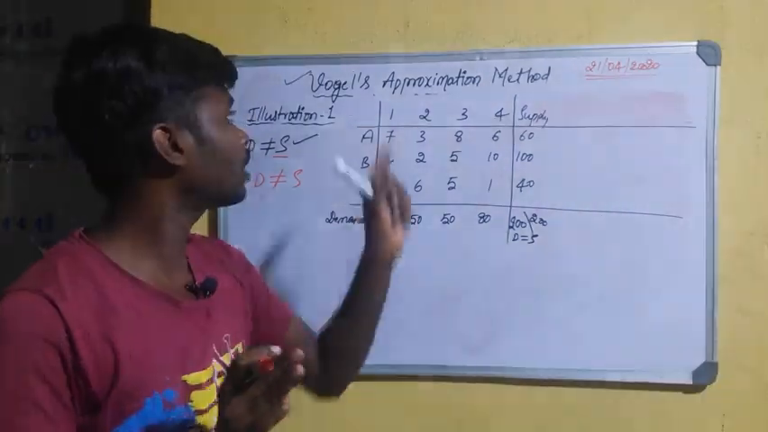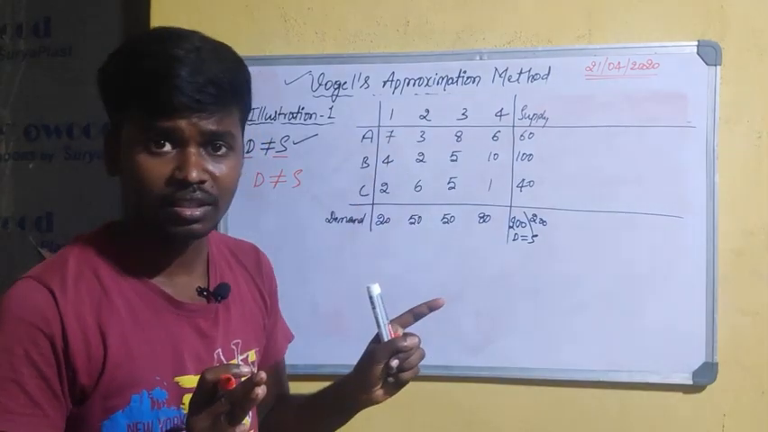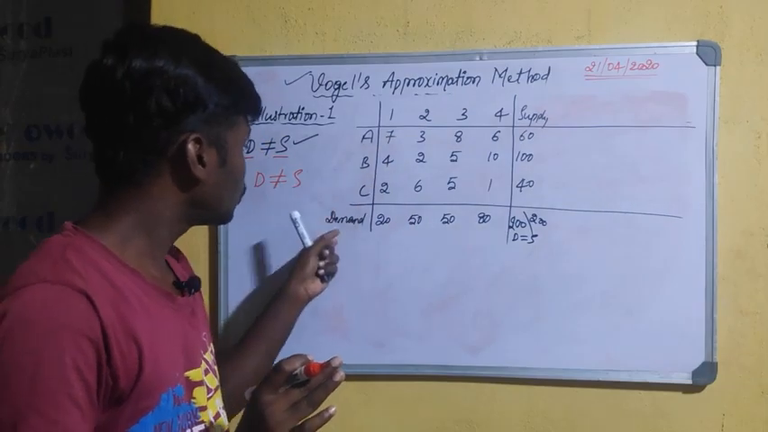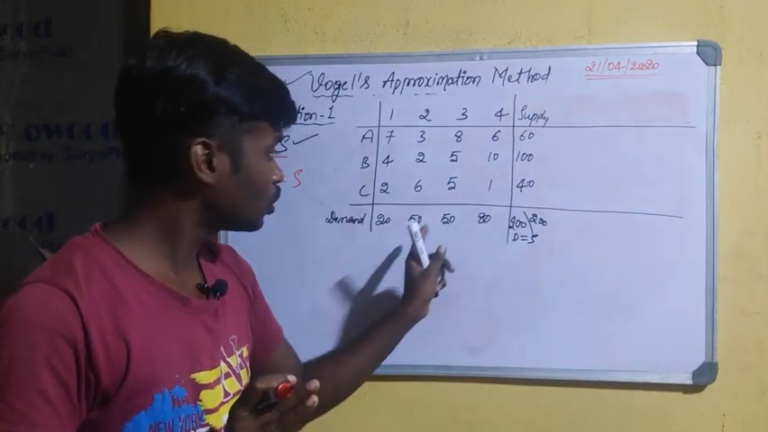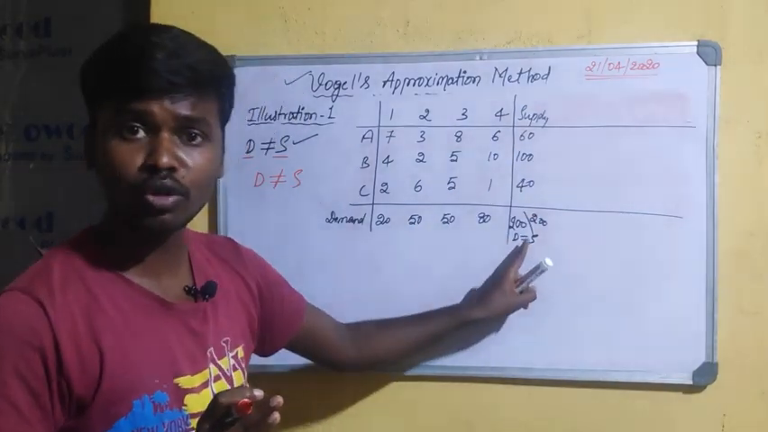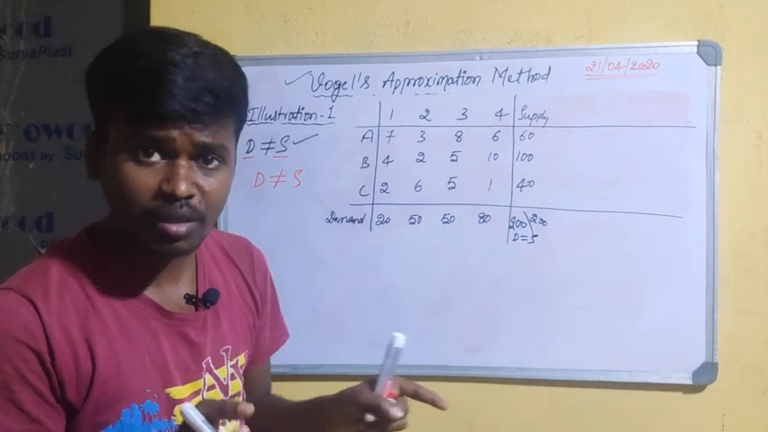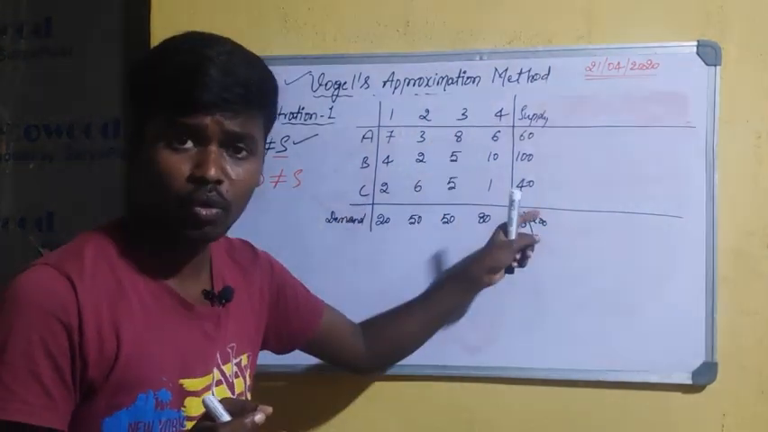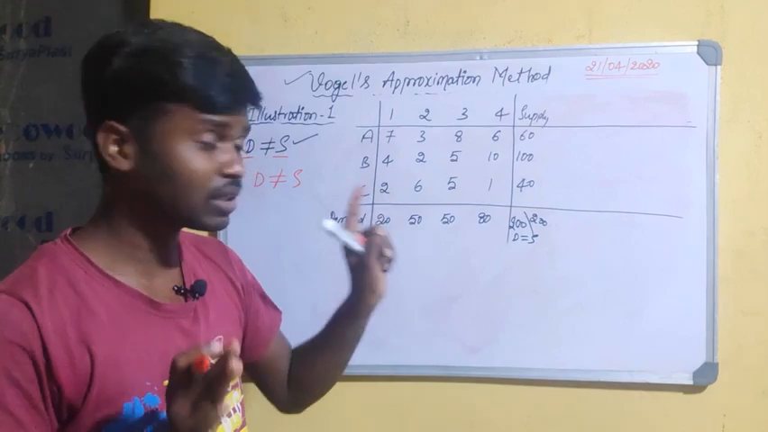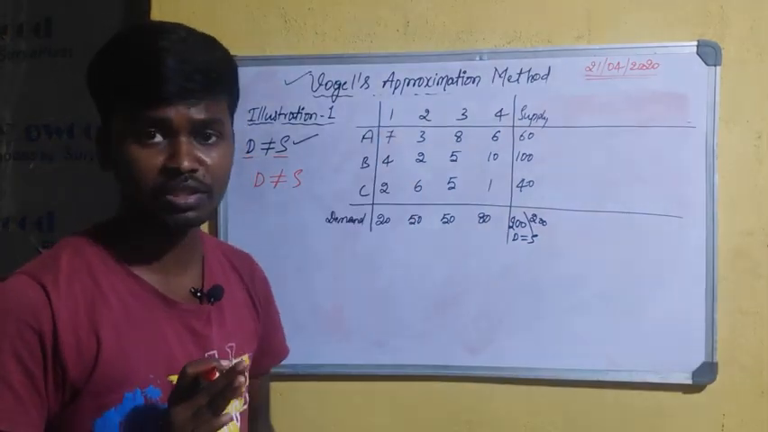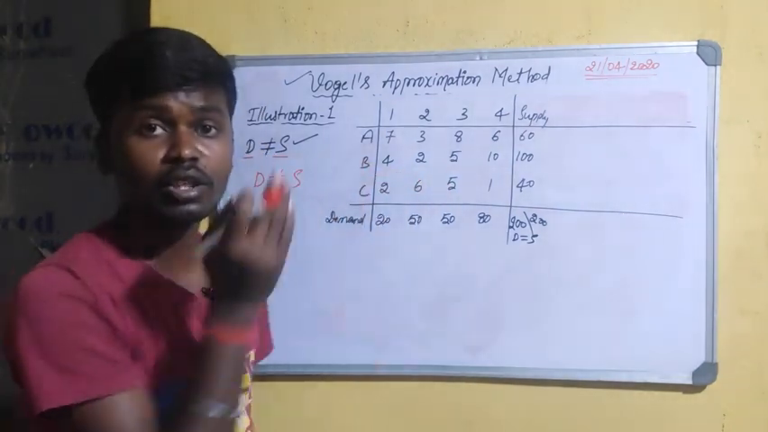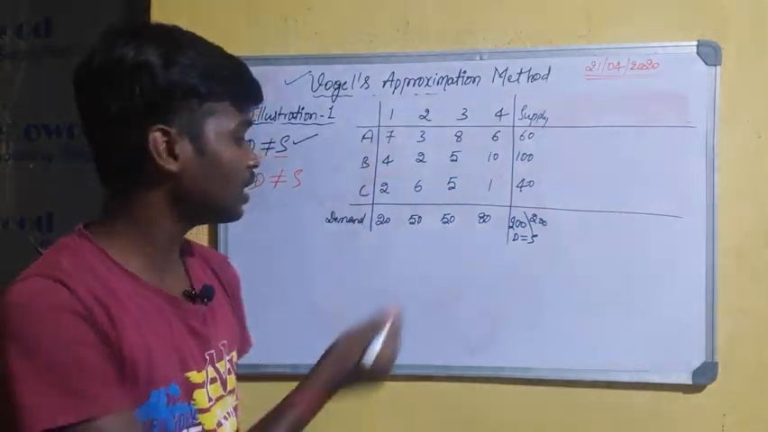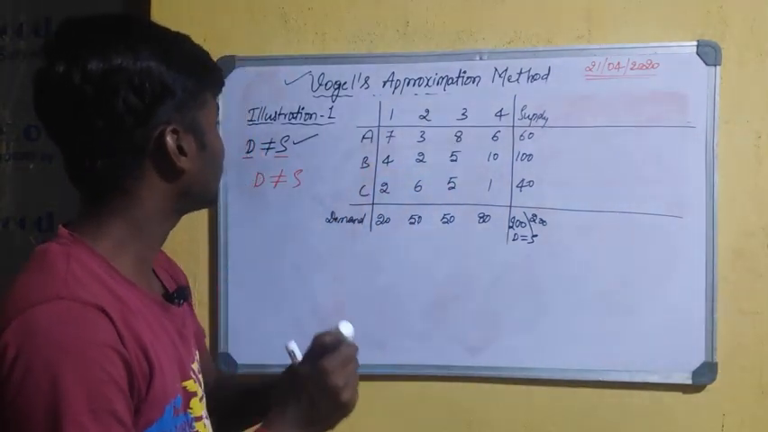So the first step under Vogel's approximation method is to add all demand and supply, that is, to know whether the demand is equal to supply or not. The next step is to calculate the row penalty and column penalty. That is the major thing in Vogel's approximation method. Let's see how to calculate the row penalty and column penalty.